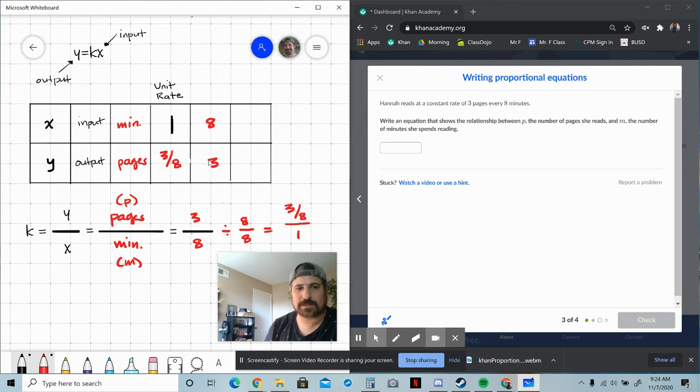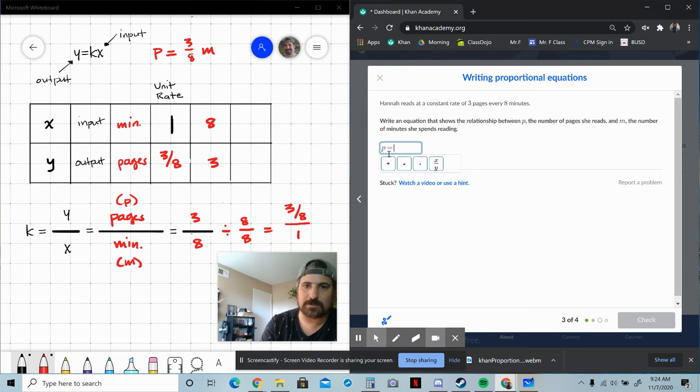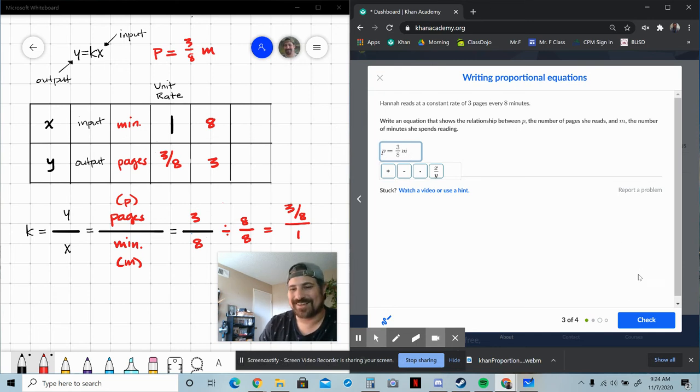So this is basically pages per minute, the speed at which she's reading. And it's going to be the output, which is pages, P, equal to the unit rate, 3/8, output over input, times the input value, minutes, which is M. So if you take the minutes and you times it by 3/8, you get the pages. So 8 minutes times 3/8 equals 3 pages. And that would be the way I'd write it out. So P is equal to 3/8 times M. And this time I put the correct letters in. And now we can hit check and we're good.